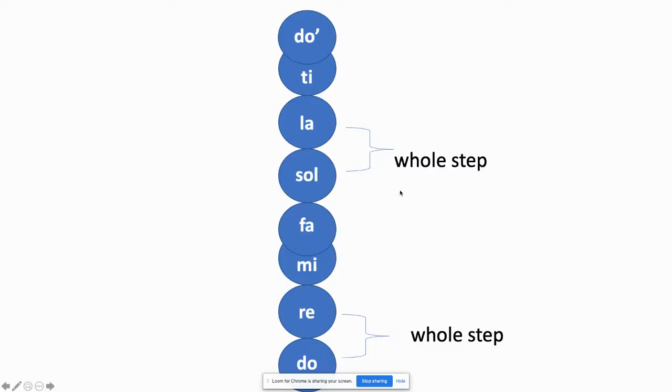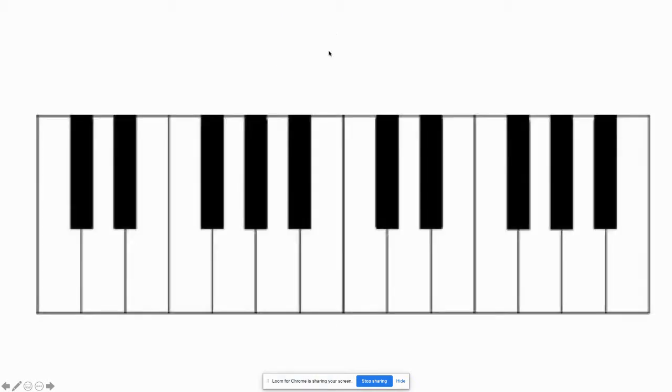Hopefully you saw one here, between re to mi would be the directly next one. Then we have our half step between mi to fa. Another whole step between fa to so. We already noticed the so to la. And then la to ti is a whole step, and then ti to do is that half step relationship again.